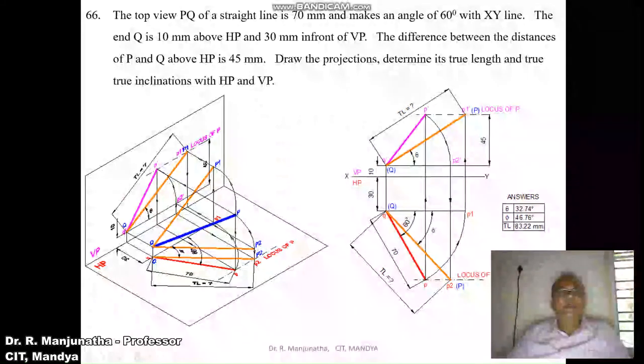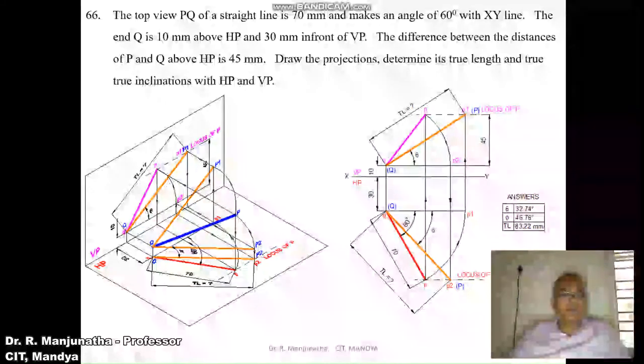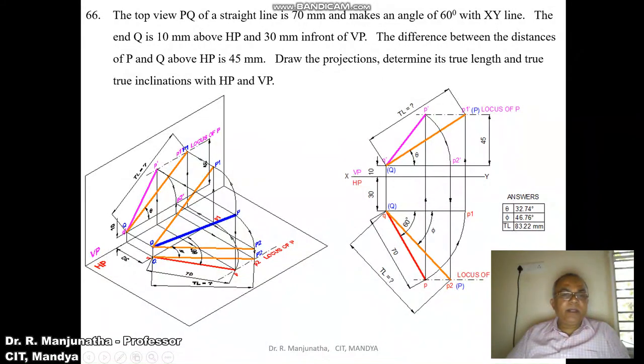So here he says the top view PQ of a straight line is 70 mm, making an angle of 60 degrees with the XY line. So here we have the top view, which is 70 mm, making an angle of 60 degrees with the XY line. The end Q is 10 mm above HP. So when you look from the front view, we can see the distance of Q, 10 mm above HP.